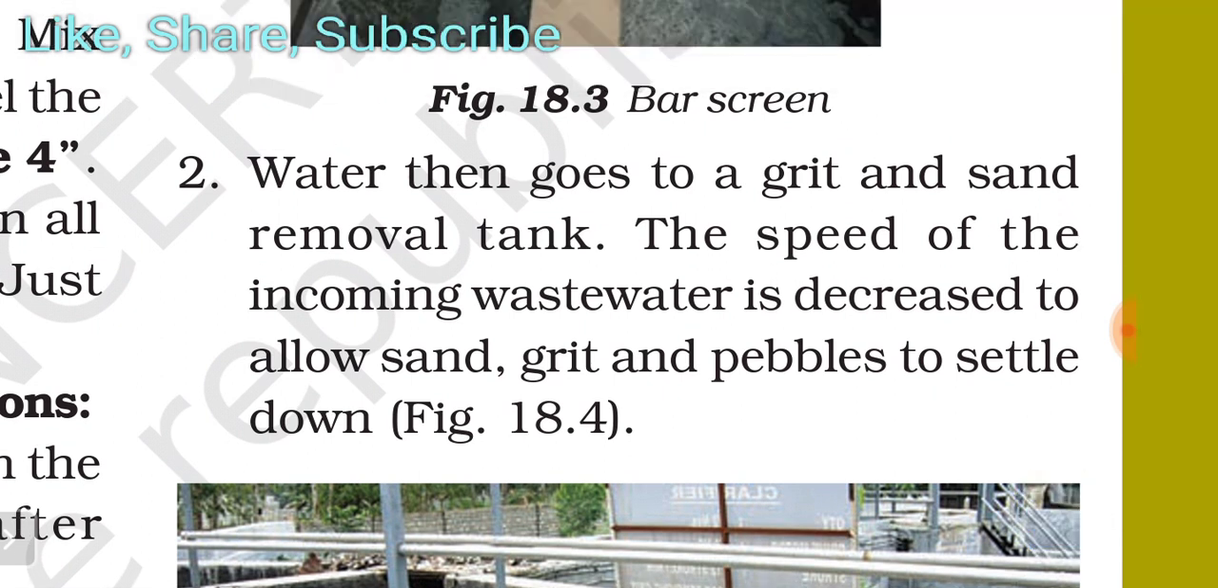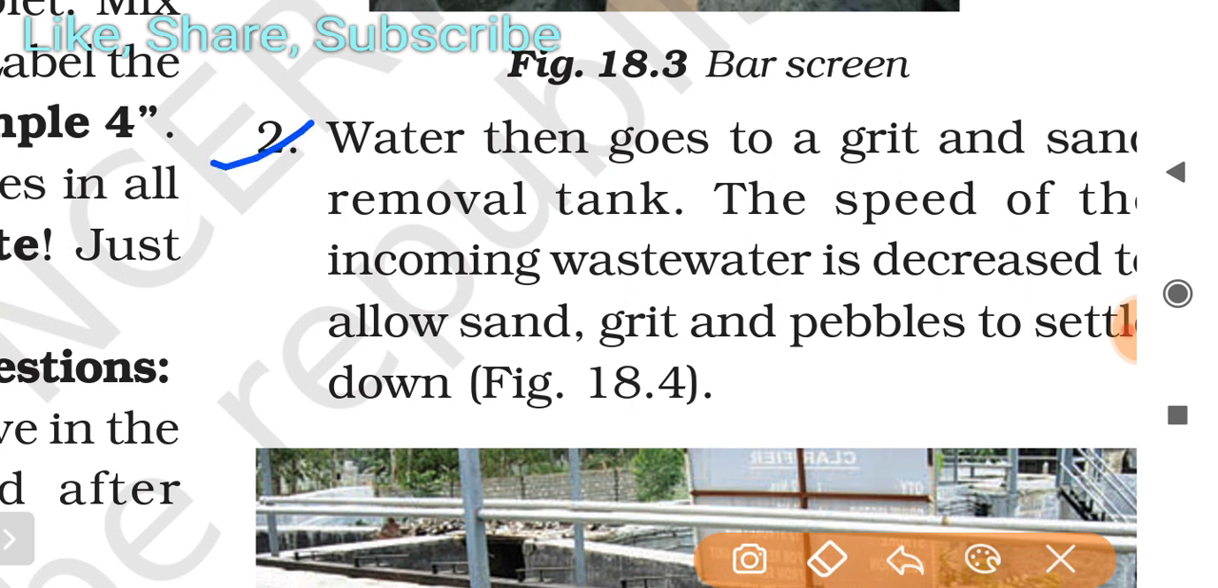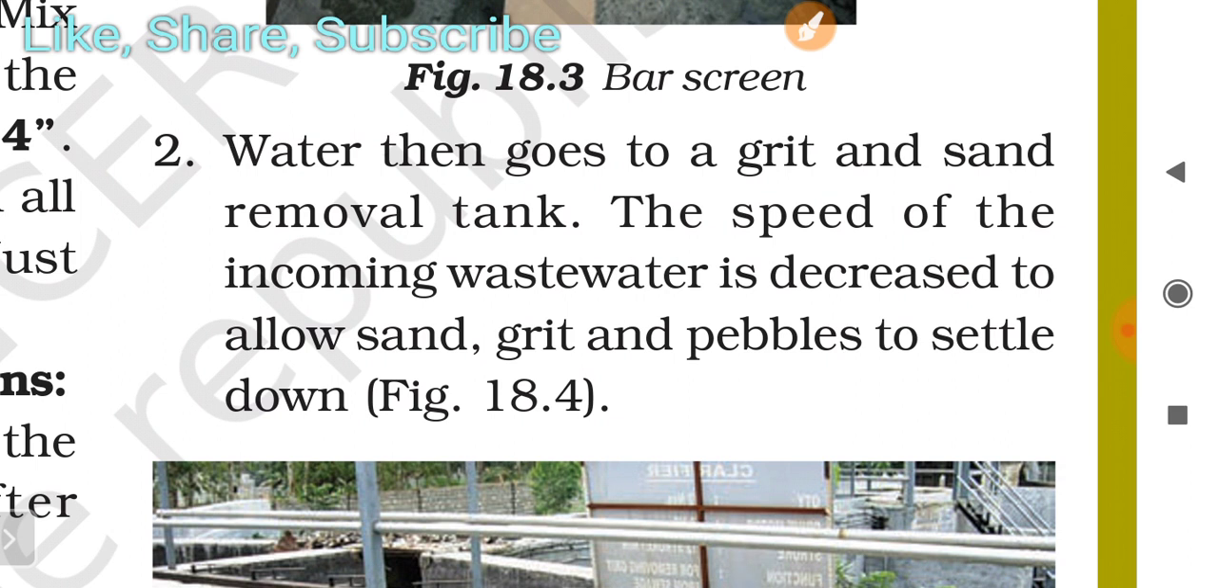Then, second step, the water goes to a grit and sand removal tank. The speed of the incoming wastewater is decreased to allow sand, grit and pebbles to settle down. In this method, the speed of incoming wastewater is decreased so that the sand, grit and pebbles settle down.